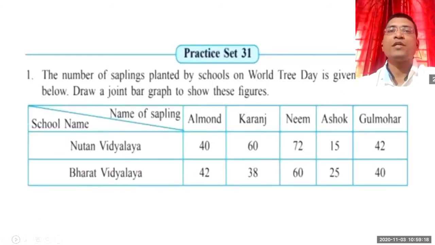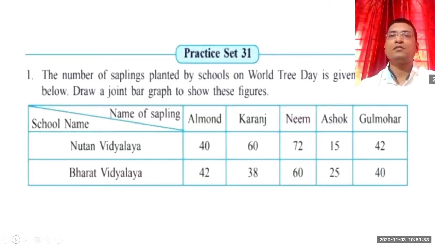Practice set 31, dear students. Question number 1. The number of saplings planted by schools on World Tree Day is given in the table below. Sapling means small plants. Draw a joint bar graph to show these figures.